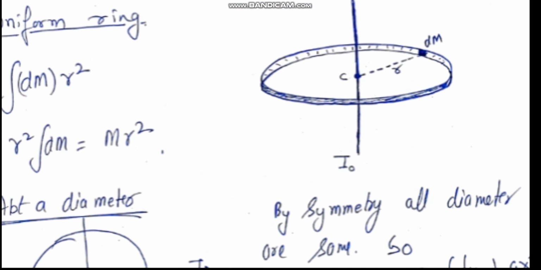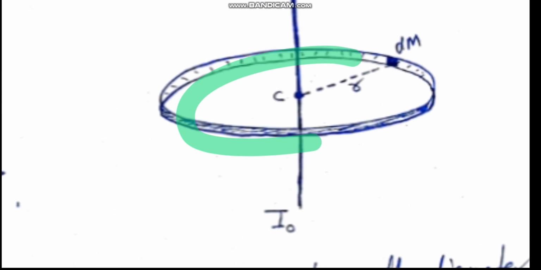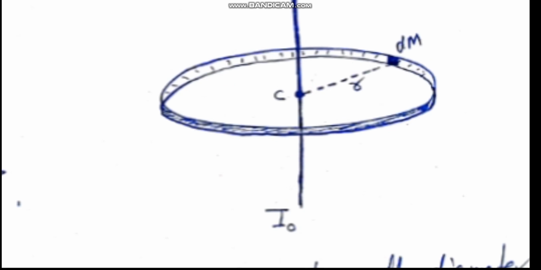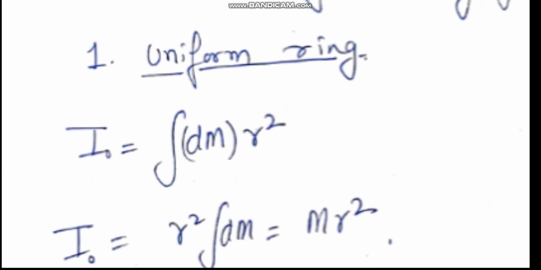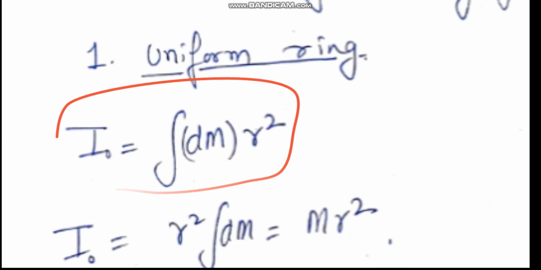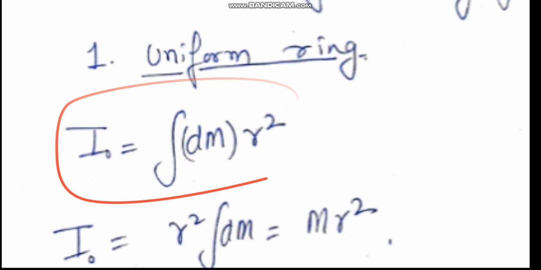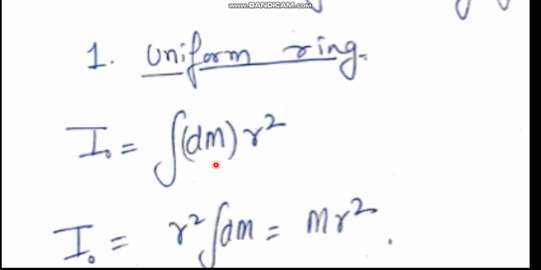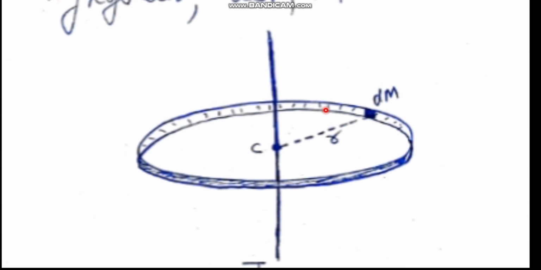So I have a uniform ring. The mass of this ring is m and the radius of this ring is r, and I want to find the moment of inertia about an axis which is perpendicular to the plane and passing through the center. Now we know that the moment of inertia, the basic for a continuous mass distribution, is integration of dm r square. So what I do is I divide this entire ring into different elements of mass dm each. So consider one such element of mass dm.